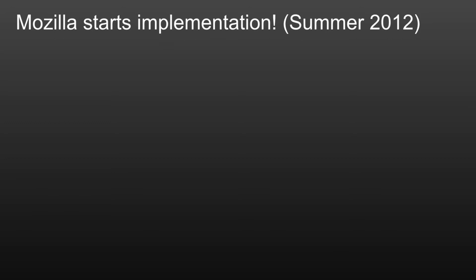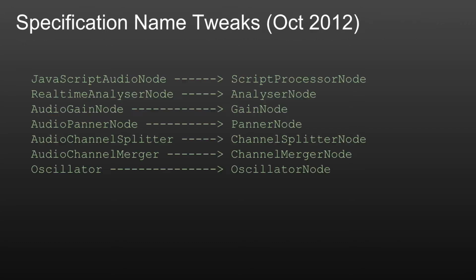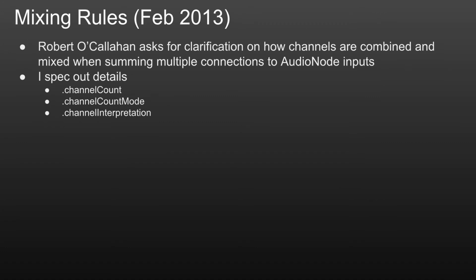So an important thing in 2012 is Mozilla agrees to implement the web audio API after many discussions, and so that was a really big deal. In the summer of 2012, the work starts. I believe that's around the time. And now that Mozilla is working on the implementation, they're going through the specification with a fine-tooth comb, and they noticed some discrepancies in the naming. So we changed the names of some of these nodes to get a more uniform naming. And there were several other similar types of cleanup things that were done at that time.